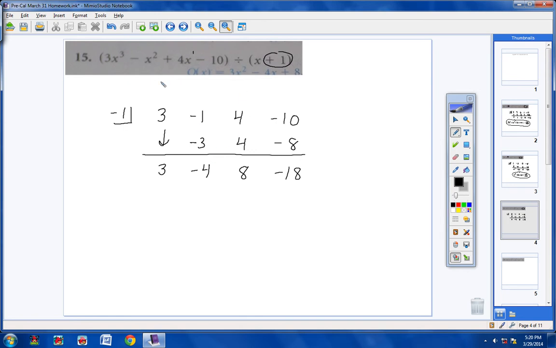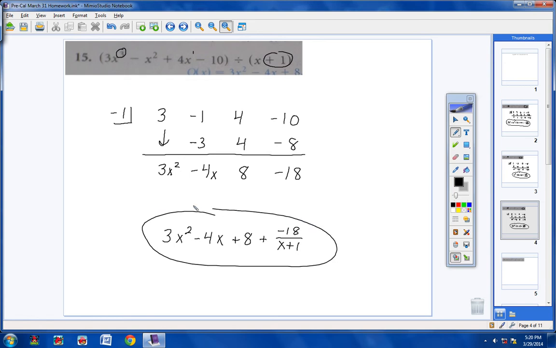So your final answer, notice your highest degree was an x cubed. So your 3 here would get an x squared, your negative 4 would get an x, and this would be your constant term. So your final answer is 3x squared minus 4x plus 8, and then your remainder is negative 18. So plus negative 18 over your divisor, which is x plus 1.